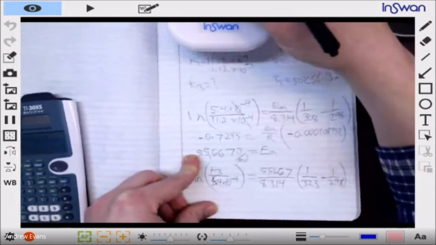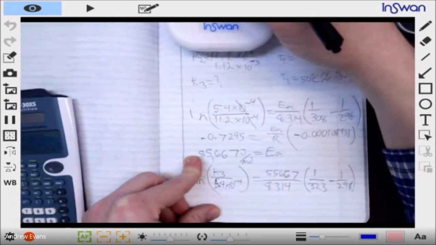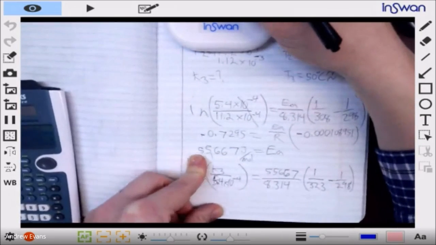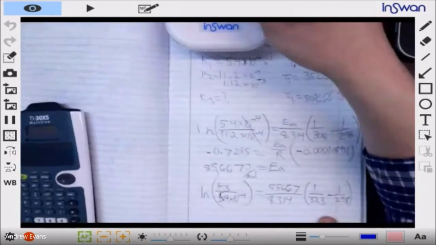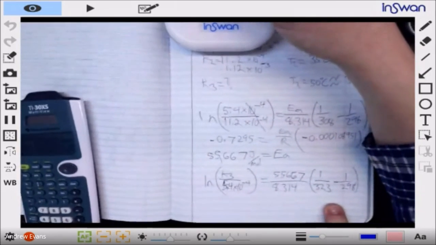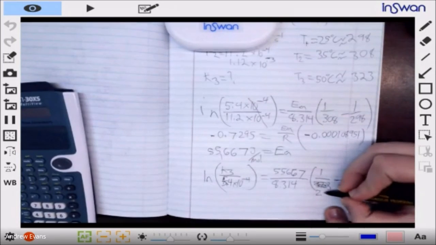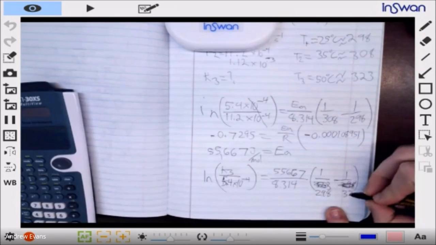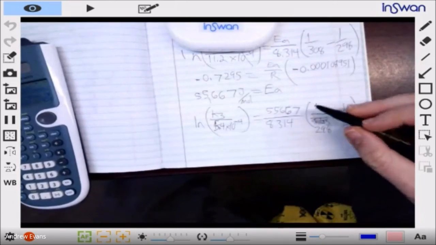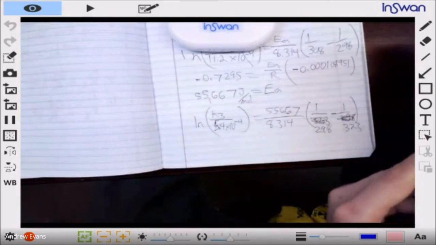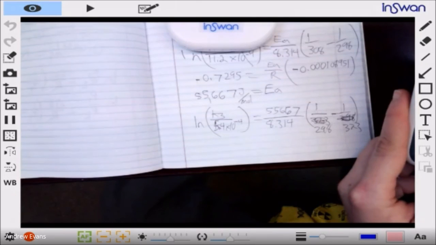Wait, I did that wrong. Yeah, I did that one wrong. Okay, let's see. That's K1 over K2. So we would have quickly figured out that I did that wrong, because when I did it wrong, I would have gotten a negative number instead of a positive number.